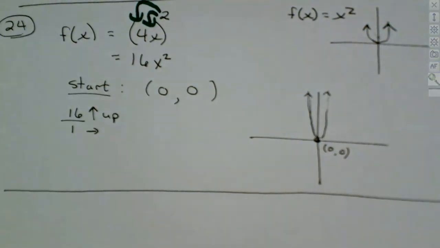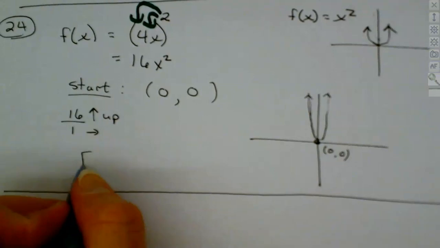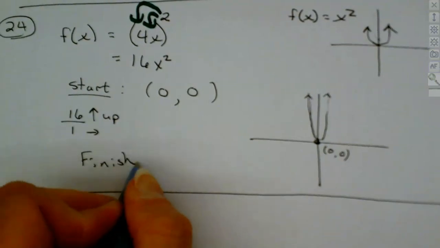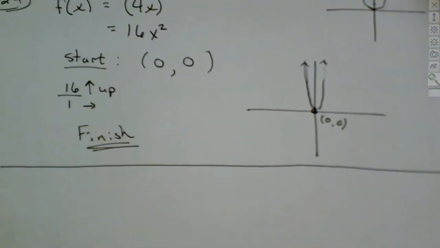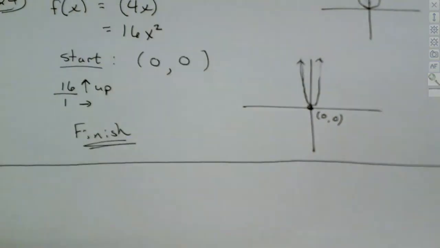So you can finish this one on your own, right? I did most of it for you. We talked about it, but you still need to finish it. Right? You still need to put your points in and go from there. 35.